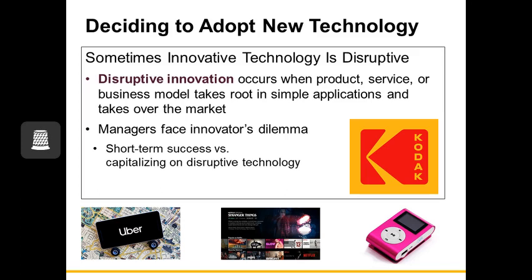Now, as disruptive innovations occur, managers often face something called the innovator's dilemma. What the innovator's dilemma refers to is having to balance the need for short term success against capitalizing on a disruptive technology. In an earlier unit, we talked about Kodak and the digital camera. We talked about how Kodak actually invented the digital camera, but didn't really move forward with it aggressively because they were very focused on their film business. Film was kind of the bread and butter of Kodak at the time. That was their short term success, so to speak. And they really didn't want to give up on that. So they didn't capitalize on the innovation of the digital camera. Instead, other competitors capitalized on it.